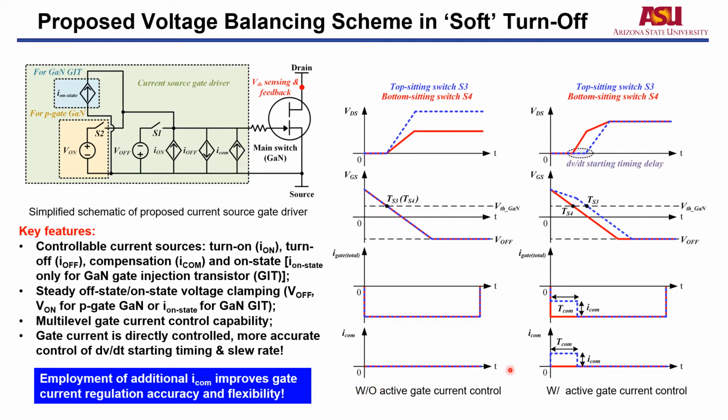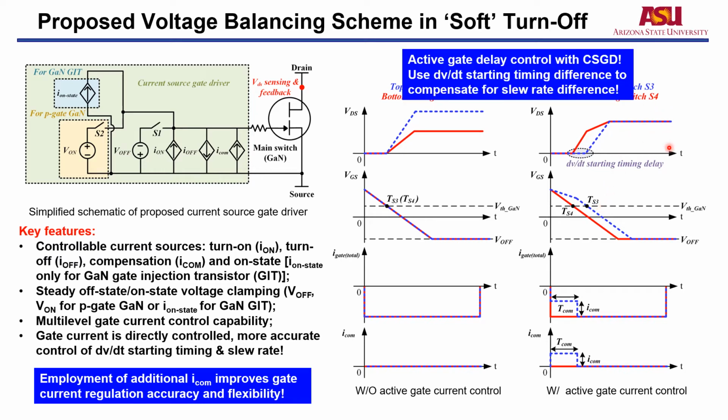Without the active gate current control, we can see the turn-off timing of the two devices is the same. And because of the difference in the drain current, the top-sitting switch S3 will have a higher dV/dt and will eventually have higher voltage. So with the active gate current control, we basically add a compensation current. We have the pulse width as T_com and amplitude as I_com. So we basically reduce the total turn-off gate current. So the turn-off timing for the top-sitting switch S3 is delayed by a certain time. In that way, we achieve balanced voltage sharing.